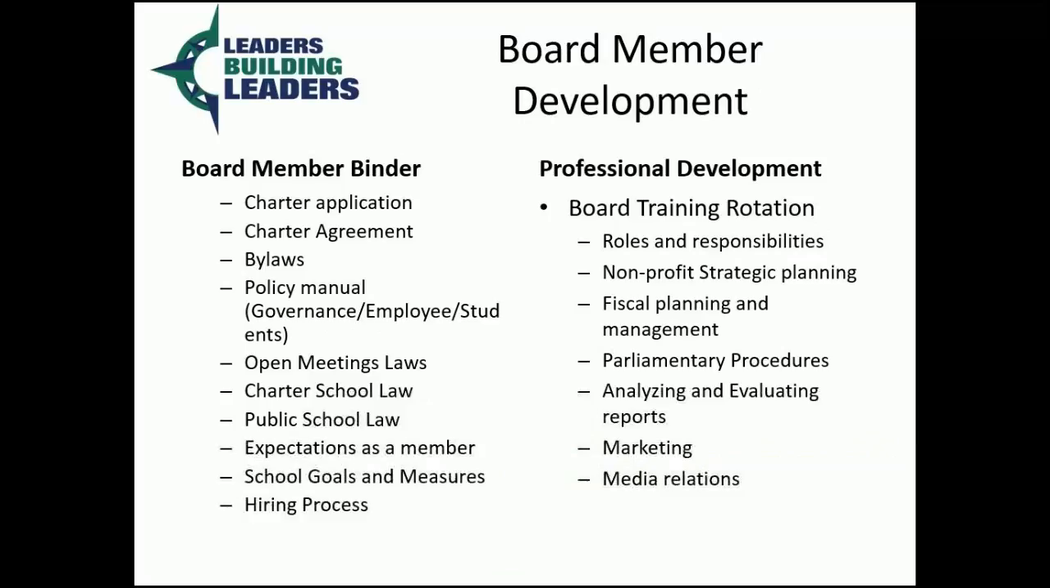Now, once you bring them on board, it's your responsibility to develop them. Every board should have a board member binder that has the charter application, the agreement, the bylaws, the policy manual, open meetings law, charter school law, public school law, the expectations as a member, and the school's goals and measures.